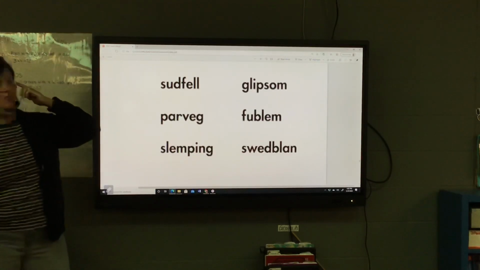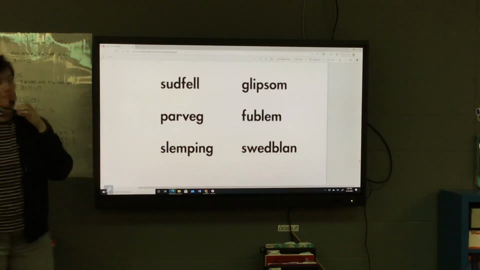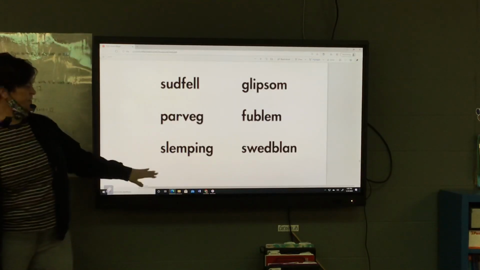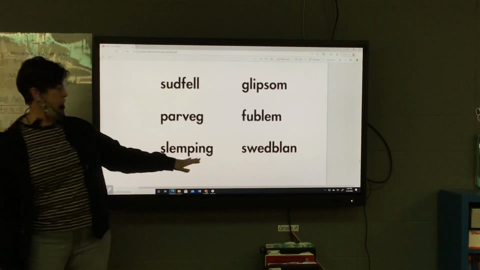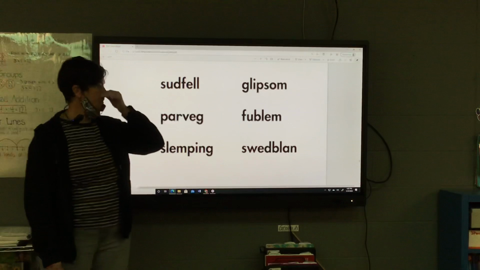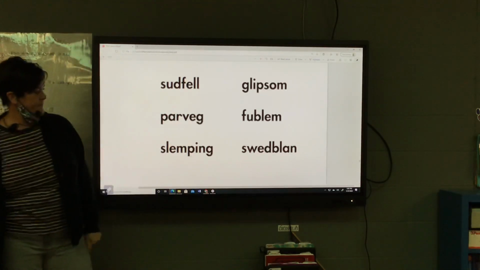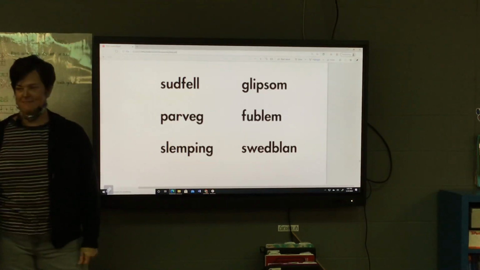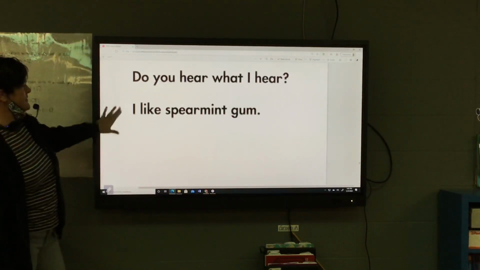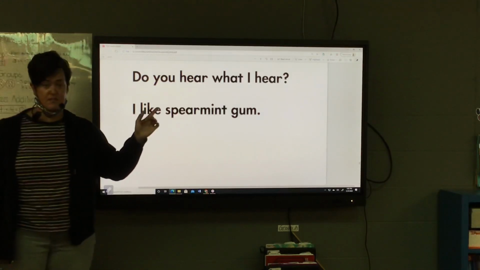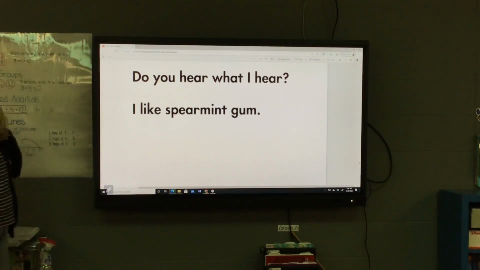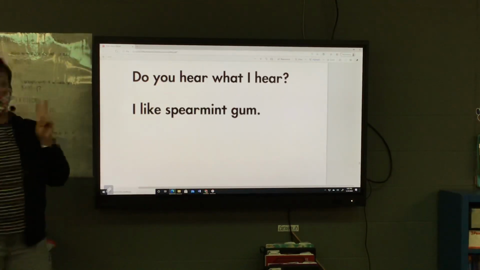More nonsense words. Our new third grade language. Zedfel, Zedfel, Parveg, Parveg, Slemping, Slemping, Glipsom, Glipsom, Fublem, Fublem, Swedblan, Swedblan. Oh my word. Back to normal words? Okay. Read that to yourself. Both of them, sorry.